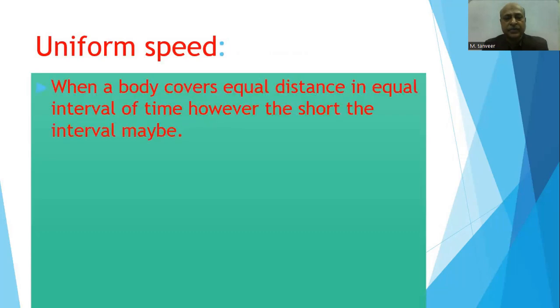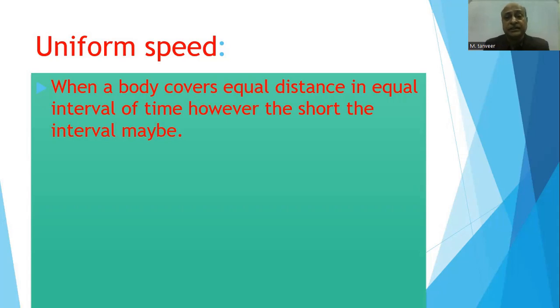Uniform speed. When a body covers equal distance in equal intervals of time, however short the interval may be, this is called uniform speed. For example, when the road is clear, your car is moving with the same speed. When you measure the distance traveled in each second, that is the same. Since there is no change in the speed of your car, we will say that the speed is uniform.